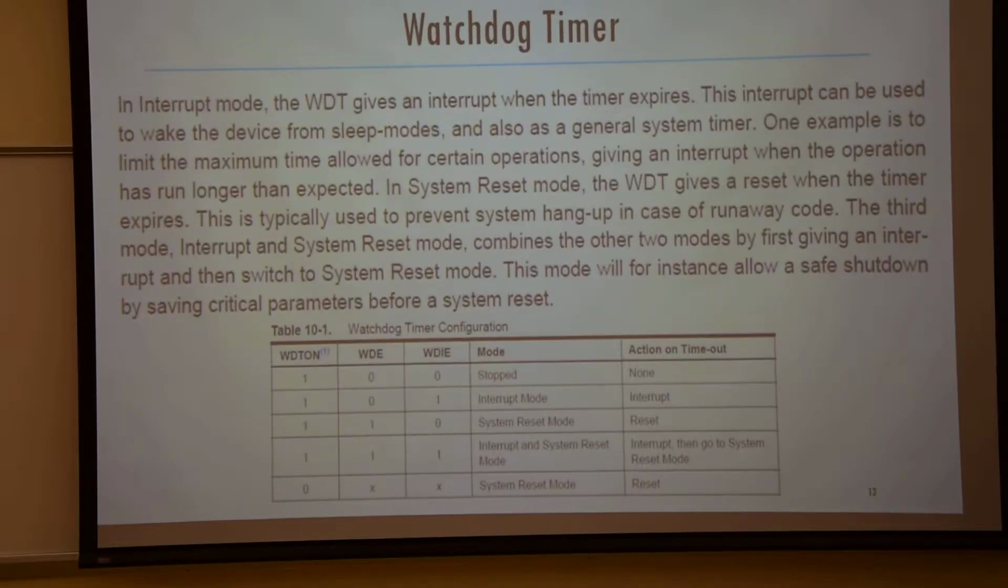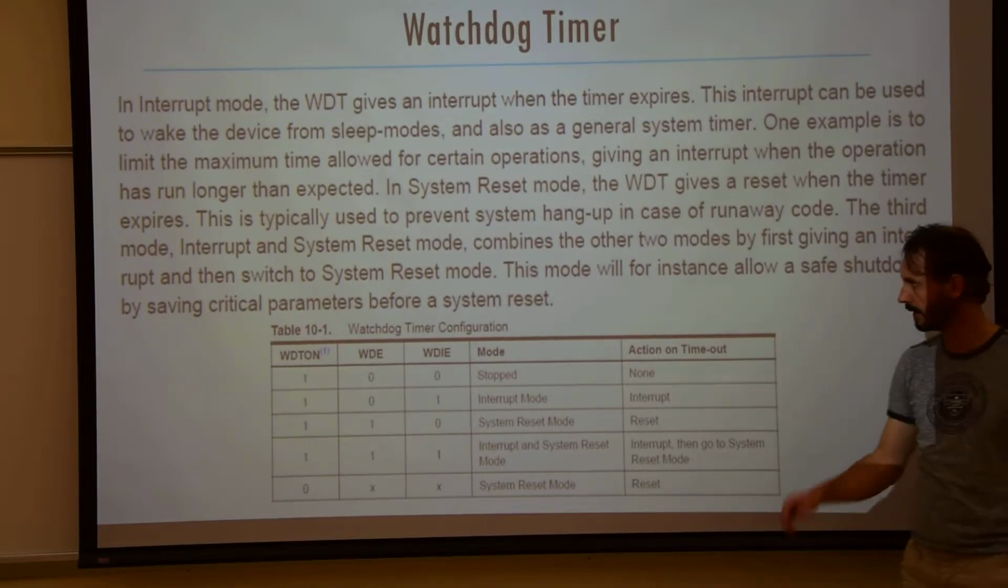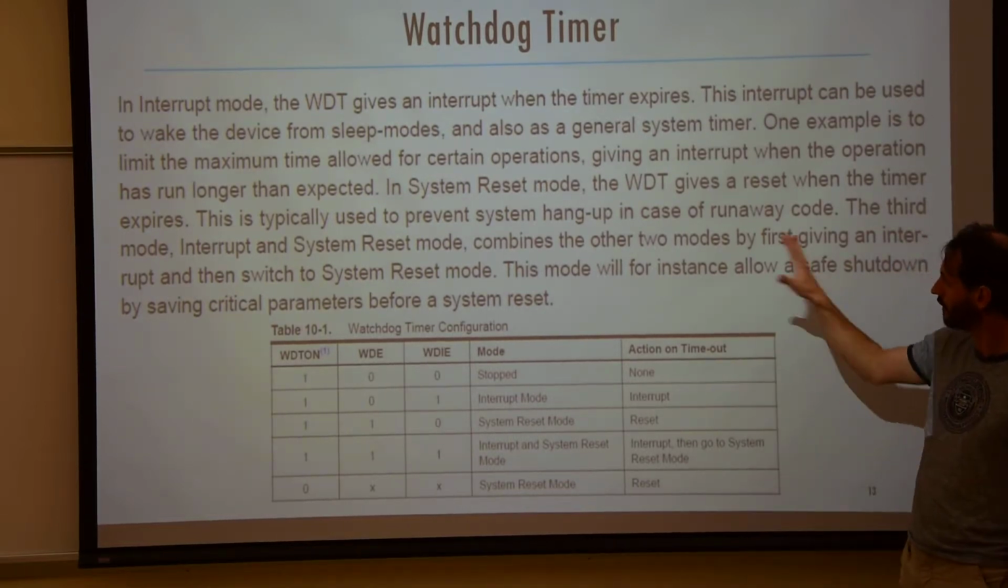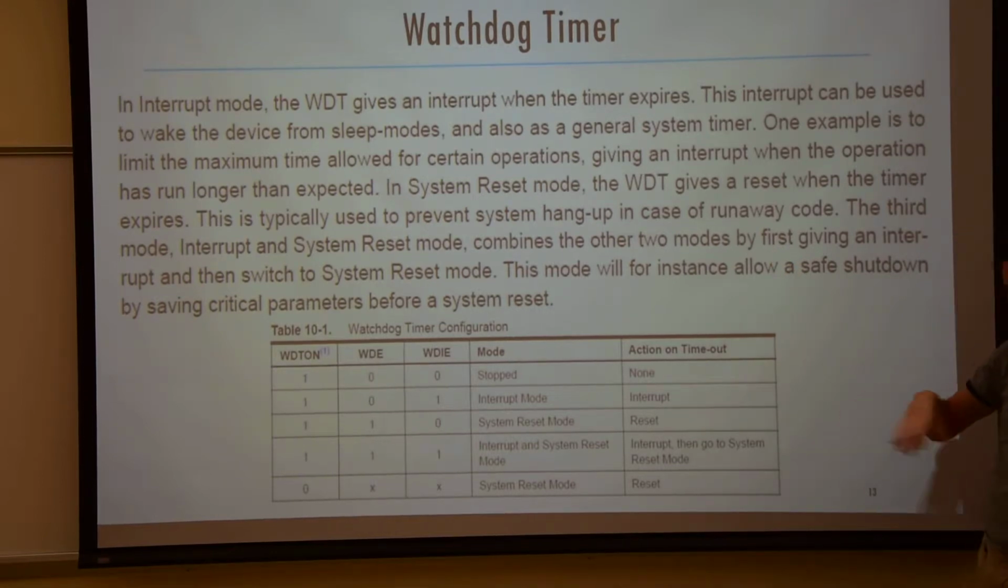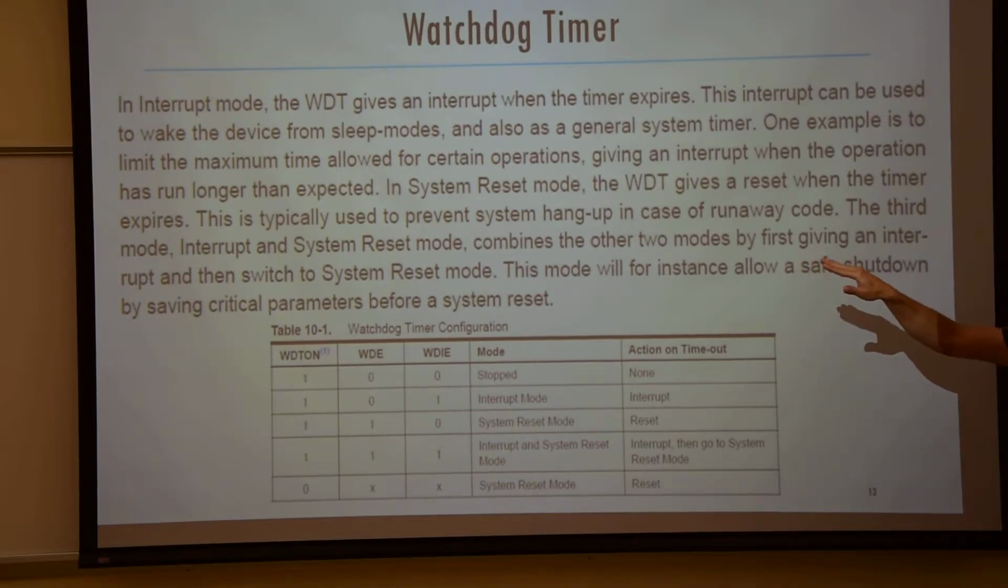Okay. So we will proceed a little bit with the watchdog timer. We don't have too much time left though, but we will continue then on Wednesday. Now, what is a watchdog timer? I'd like to at least give you some feeling of why I think it's a cool mechanism that the MCU controller has. So let's have a look at it. What do we read here? In interrupt mode, the watchdog timer gives an interrupt when the timer expires.